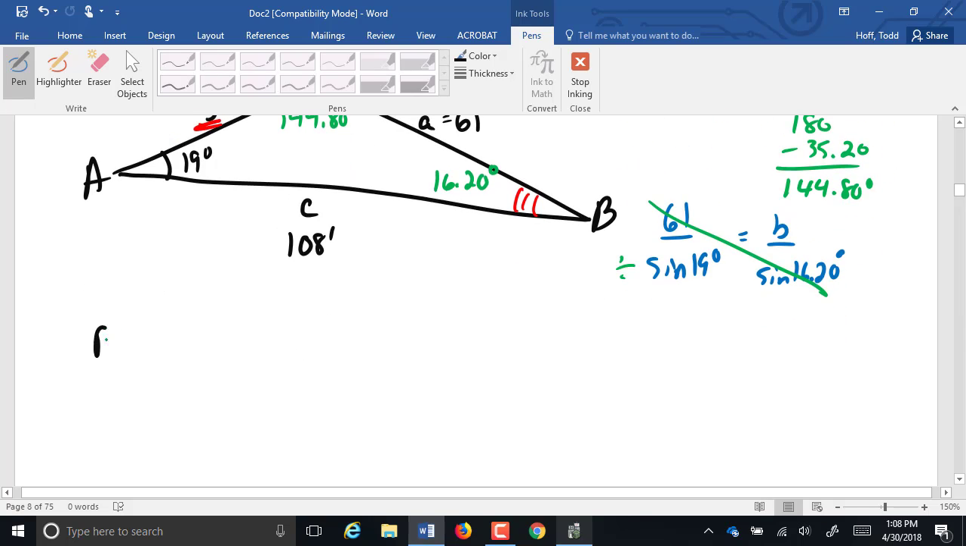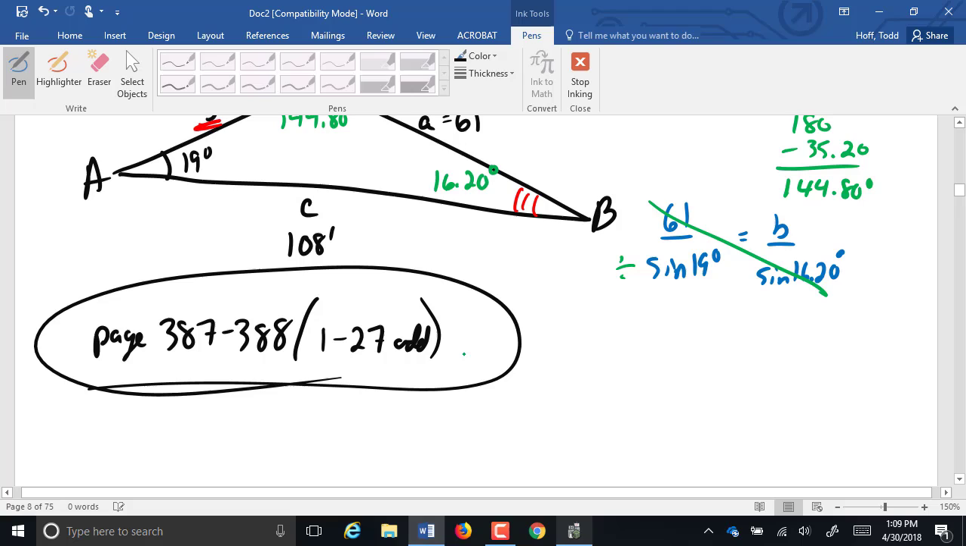Okay, out of your packet. Page 387, 388. 1 through 27, the odds. Check your packet. Make sure you have those page numbers in your packet. Did I give you a new packet last week? You had this in the packet? Okay. The 387, 388 should be in your packet.